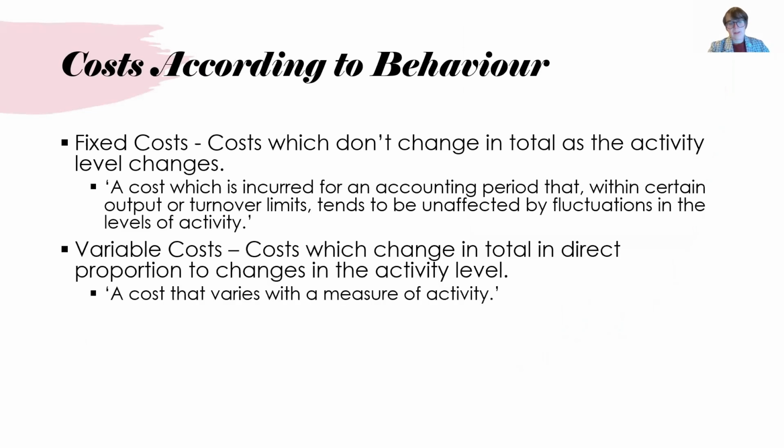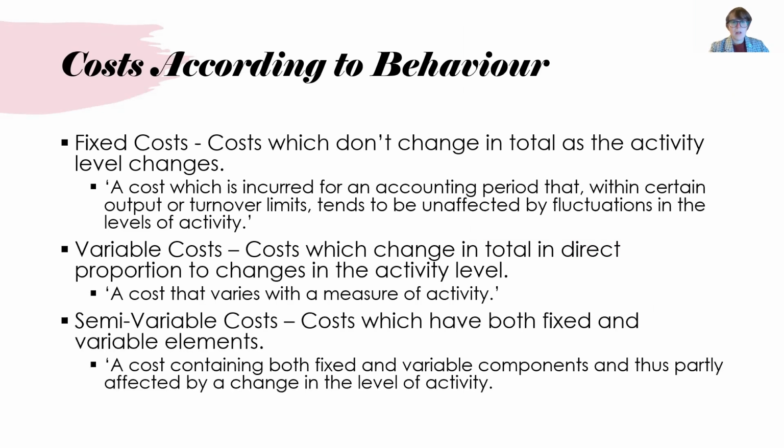Variable costs. So these are costs which do change in total in direct proportion to changes in an activity level. And then we have our semi-variable costs, which basically have an element of both a fixed cost and a variable cost to them.